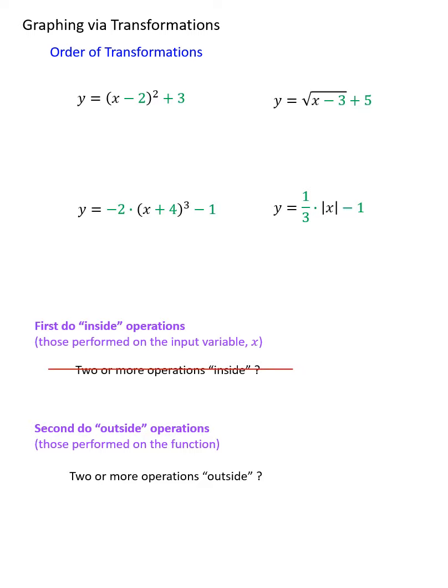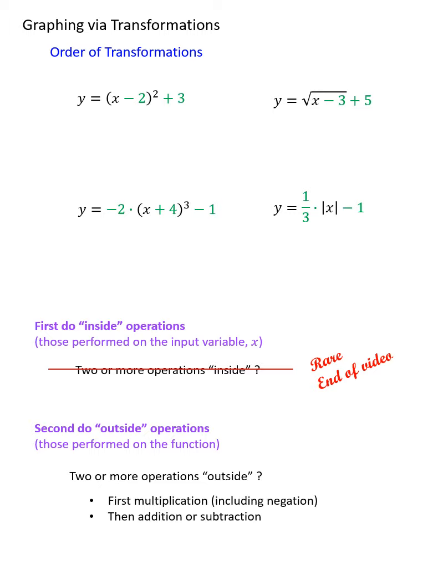Let's start with inside. That's a very rare situation. I will have a brief discussion of it at the end of this video, but you're very unlikely to see that in most cases. The real question is the one at the bottom of the screen. What do we do if there's two or more operations outside the function?